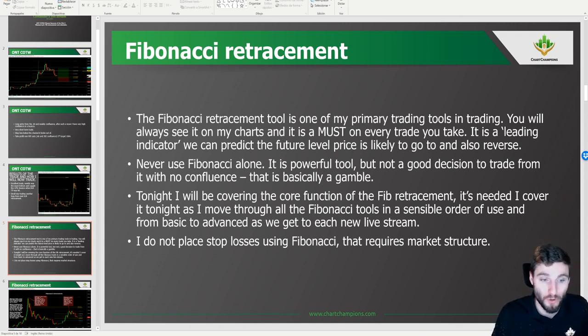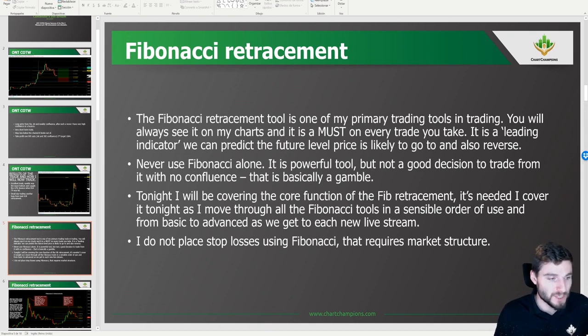So tonight I will be covering the core function of the Fibonacci retracement. It's needed that I cover it tonight as I move through the Fibonacci tools in a sensible order. Some people are going to already know what I'll teach tonight, possibly, but it doesn't make sense for me to start going into advanced fibs when some people don't know how to use fibs, period. So I need to go in chronological order, from more basic to more advanced, not starting at advanced and going to basic. But I really do believe that everybody should learn something tonight. Even if you feel you're a really, really good Fibonacci trader, I still believe you can learn something tonight.